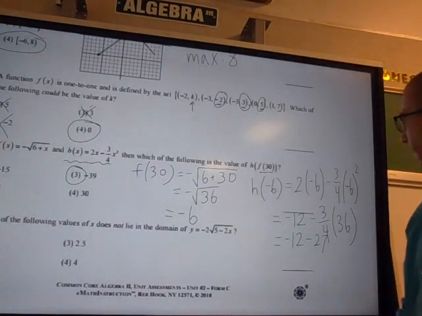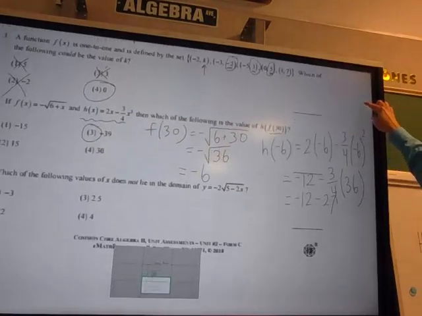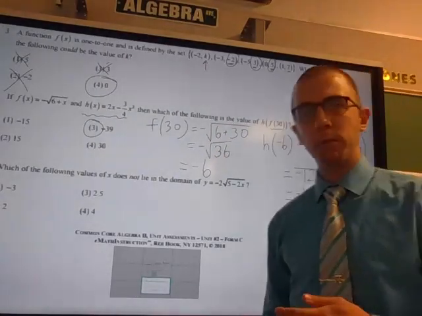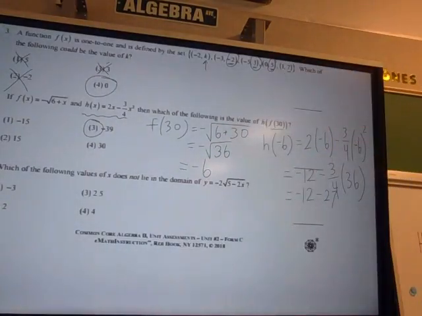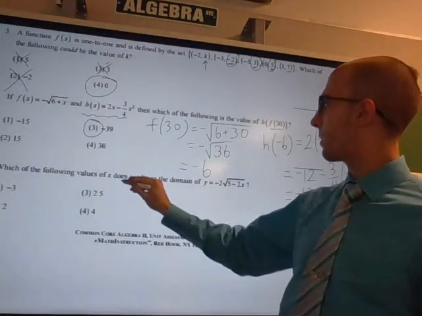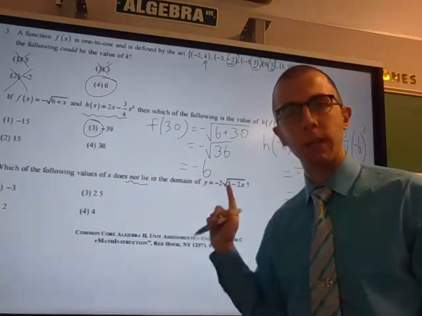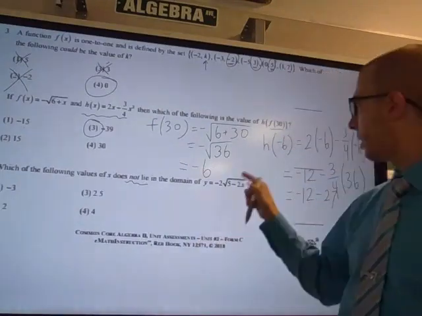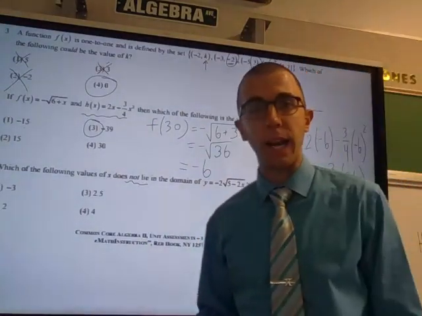All right. There we go. Number 5, moving right along here. Which of the following values of x does not lie in the domain of y equals negative 2 times the square root of 5 minus 2x?